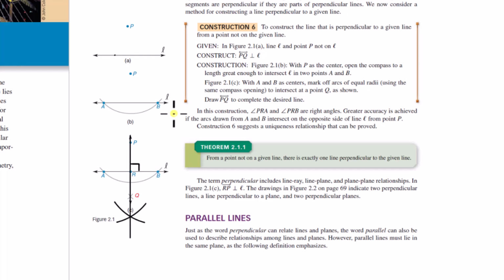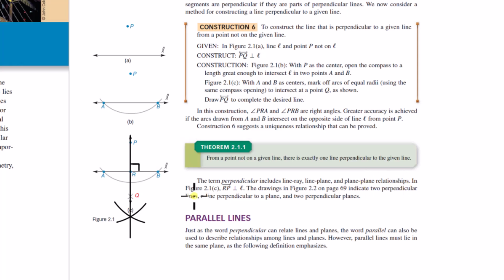And in a similar way, we can't draw, going through line P or point P here, more than one line that's going through point P that's perpendicular to line L. There's only going to be one unique line that goes through point P, any point off the line, and it's also perpendicular to the line. So the term perpendicular includes line-ray, line-plane, and plane-plane relationships.